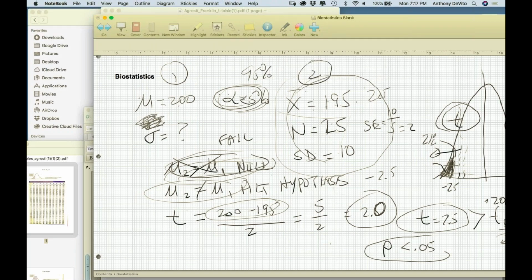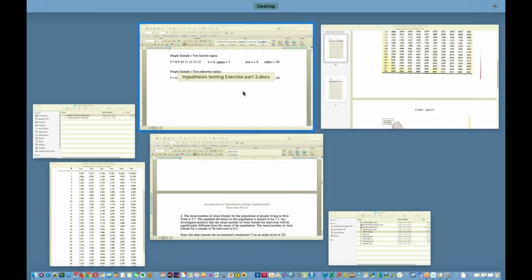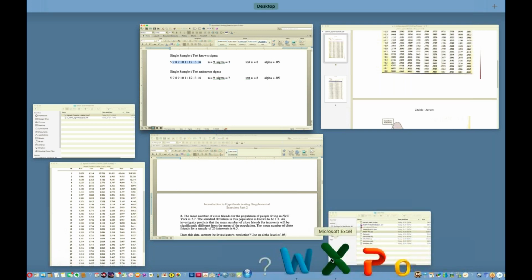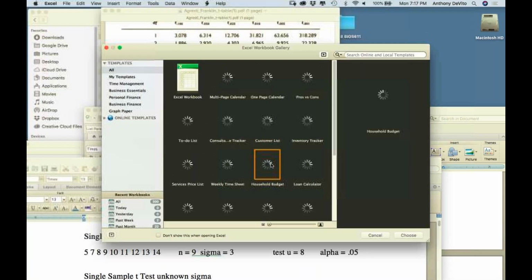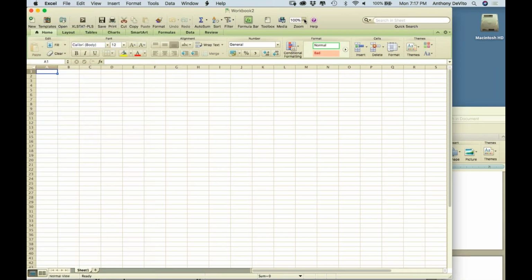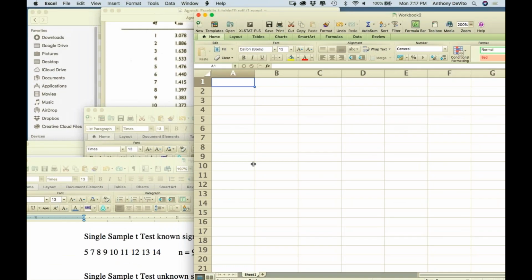Let's do something interesting. I'm going to take my Excel file, which if I can find it again, where'd it go? Did I close it? I did. I closed it. Well, that didn't make any sense. I'm going to open it again. I'm going to type in these numbers: 5, 7, 8, 9, 10, 11, 12, 13, 14. I got 11 in there that time.